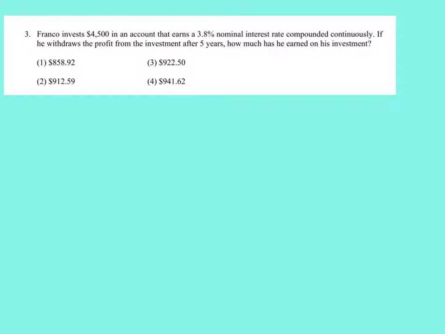Franco invests $4,500 in an account that earns 3.8% nominal interest compounded continuously. If he withdraws the profit from the investment after 5 years, how much has he earned on the investment? I'm going to highlight what I think is important. So if he's investing $4,500, it's probably the initial amount, right? This is my interest rate. They're telling me compounded continuously, which tells me I need to use A = Pe^(rt).